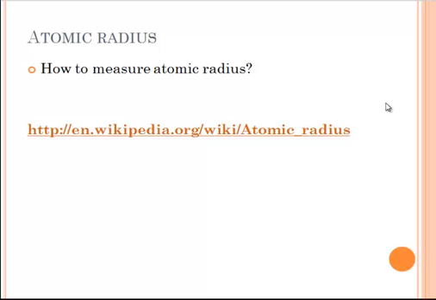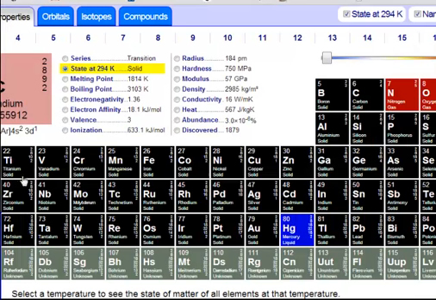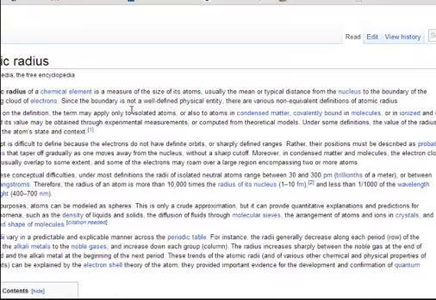That turns out to be a rather complicated problem, and here's the link to the site on Wikipedia. I explain this in detail. So I will show you here. It's the Wikipedia page explaining atomic radius. It does a good job of putting this complex issue into perspective.